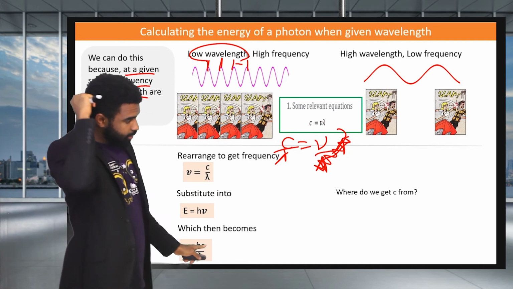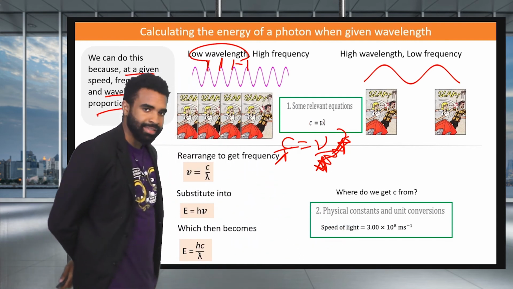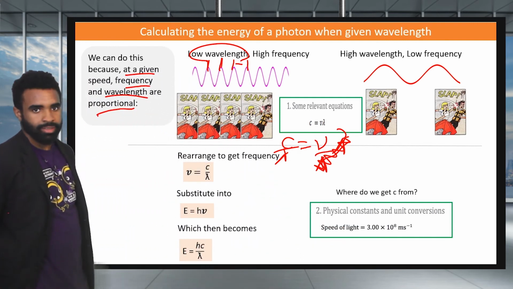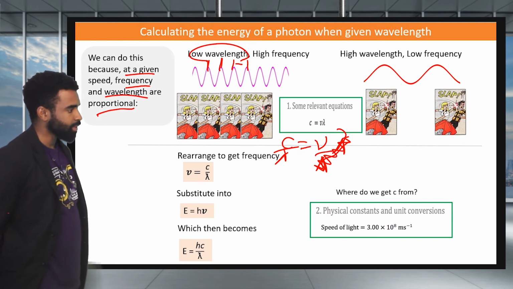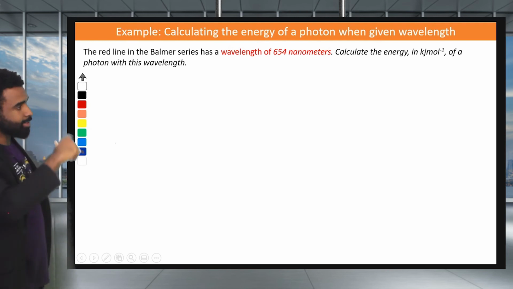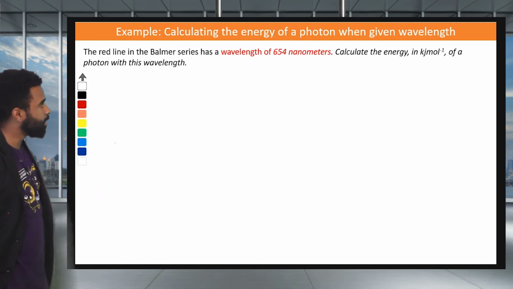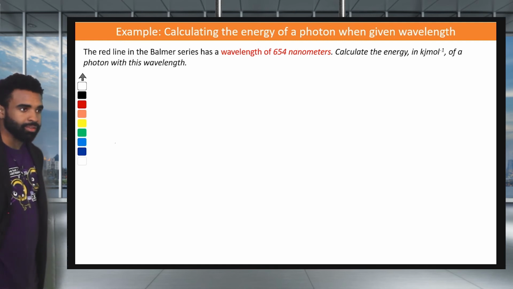Where do we get C from? The speed of light. You don't have to memorize it. It's in your data booklet. 3.00 times 10 to the 8 meters per second. Very fast. So let's use all of this now to do a question. The red line in the Balmer series has a wavelength of 654 nanometers. Calculate the energy in kilojoules per mole of a photon with this wavelength.